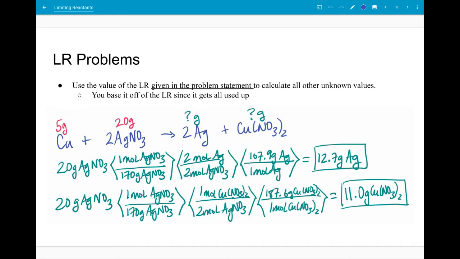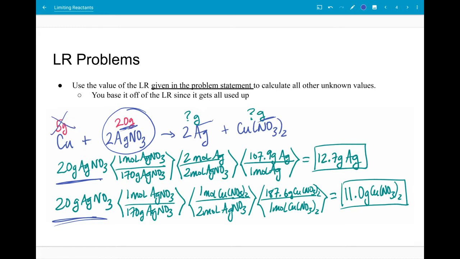So limiting reactant problems typically will look like this. You determine your limiting reactant first, and then it often will ask for masses of something else in the problem. So using that same problem, we could find the mass of silver produced and the mass of copper 2 nitrate produced. And notice our starting numbers are based off of our limiting reactant, so they're based off of the 20 grams of silver nitrate. We're now ignoring that 5.